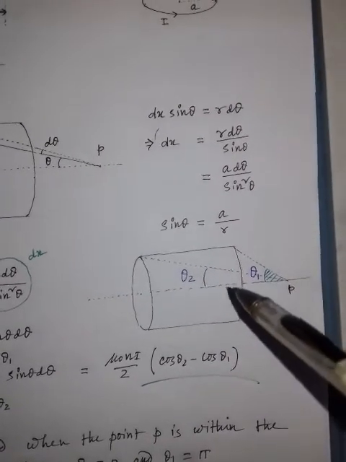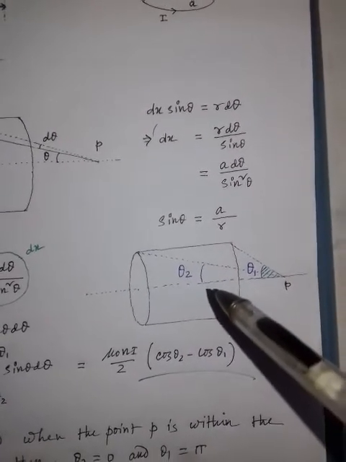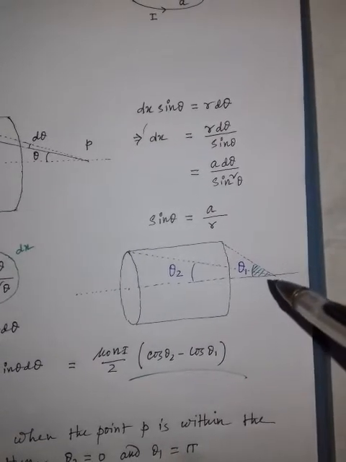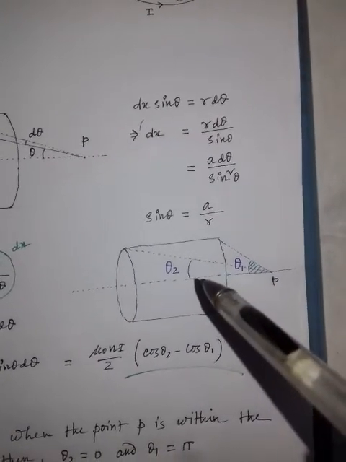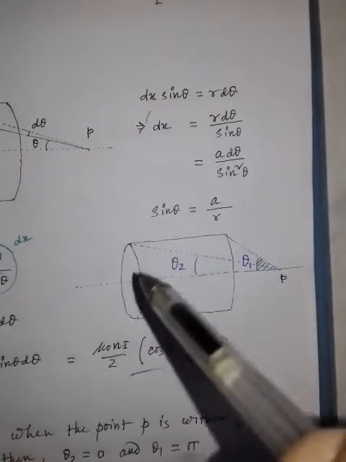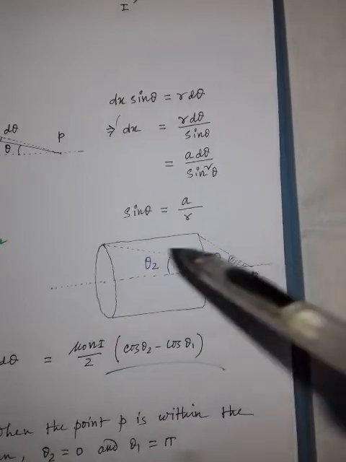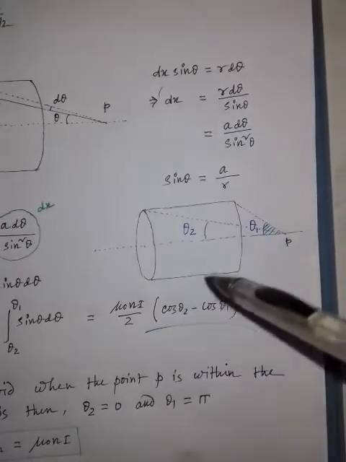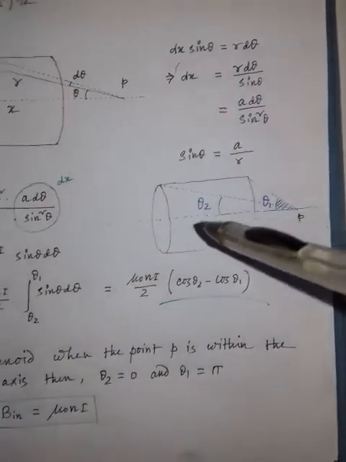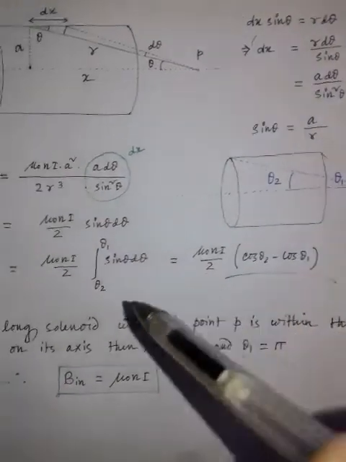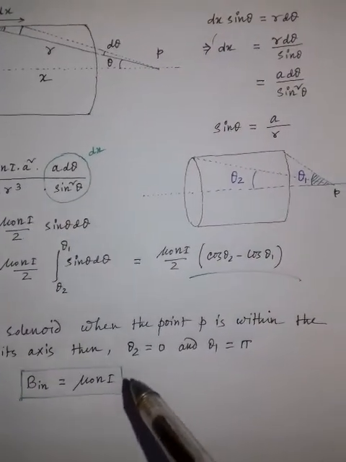For a long solenoid, if the solenoid is a long one and the axial point is within the solenoid, then theta 2 will be 0 and theta 1 would be pi. If we put these two values, we get for a long solenoid the field within the solenoid as mu naught ni.